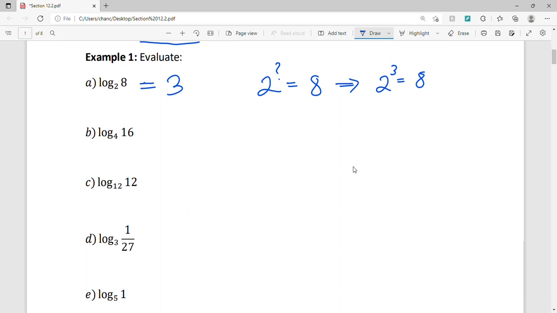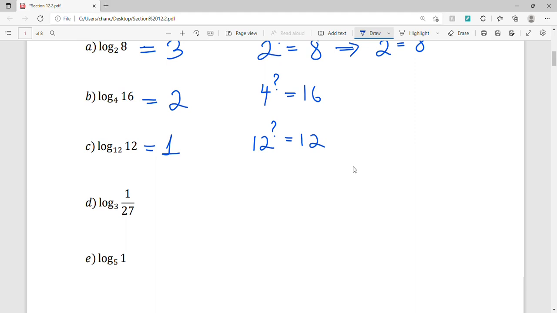In the next example, we're asking 4 raised to what power is equal to 16? I know 4 squared is equal to 16, so log base 4 of 16 is equal to 2. In part C, we're asking 12 raised to what power gives us a 12, and so the exponent is 1. That means log base 12 of 12 is equal to 1.